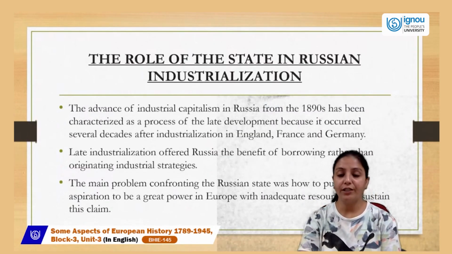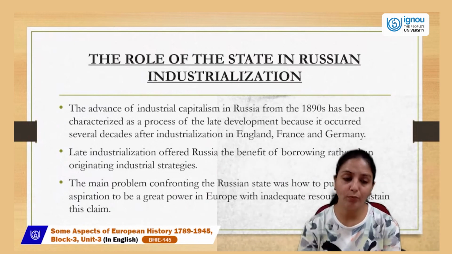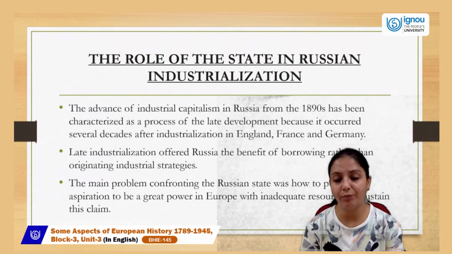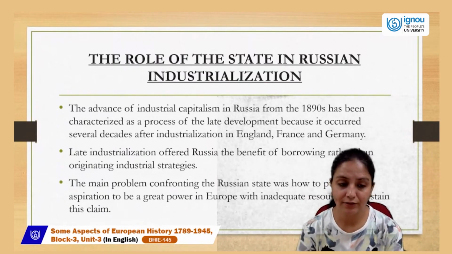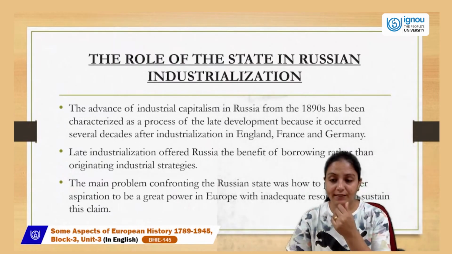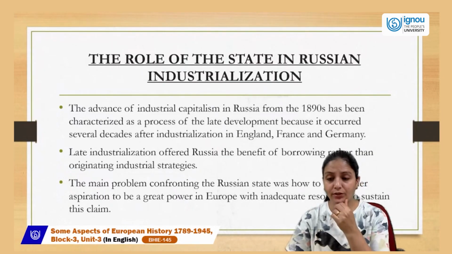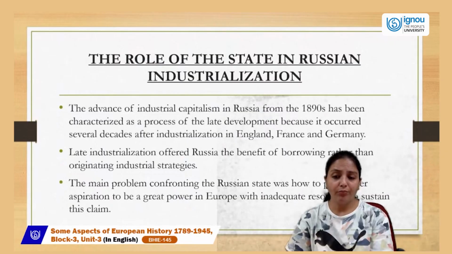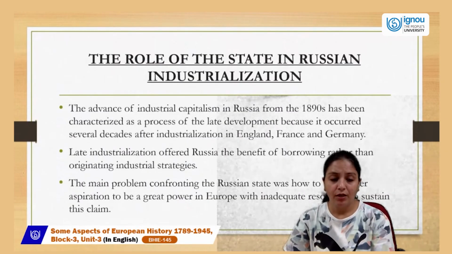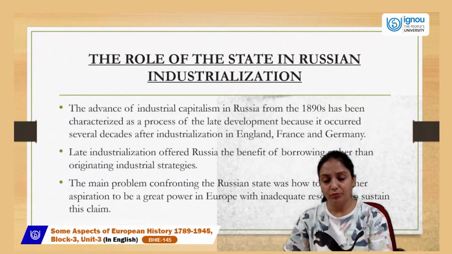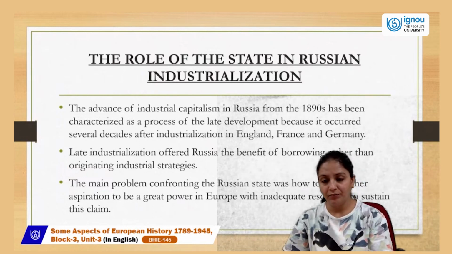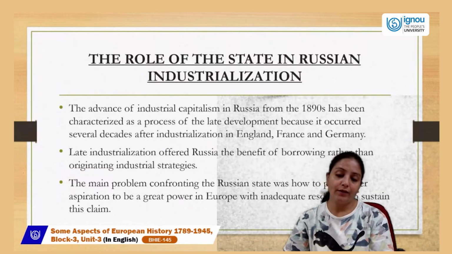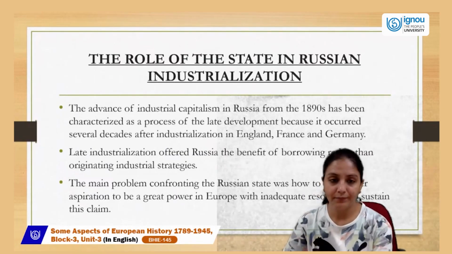The main problem confronting the Russian state was how to pursue her aspiration to be a great power in Europe within inadequate resources to sustain this claim. Yes, the Russian state confronted the problem of how to pursue her aspiration to be a great power in Europe. They wanted to, but there were not adequate resources to sustain this claim. That's why it is written inadequate resources to sustain this claim.